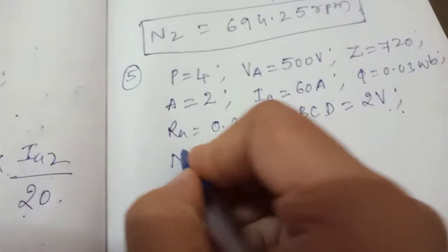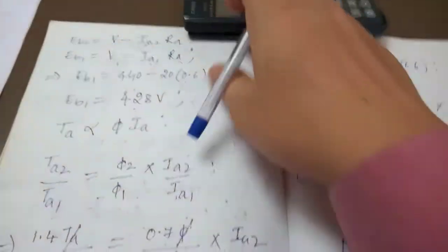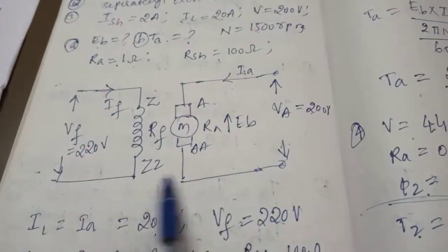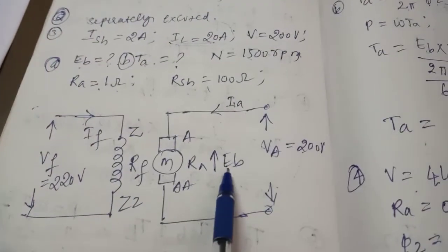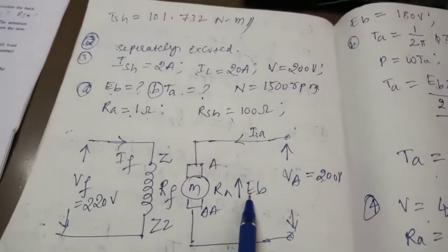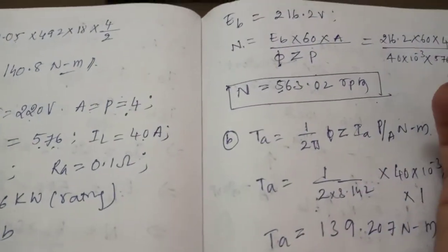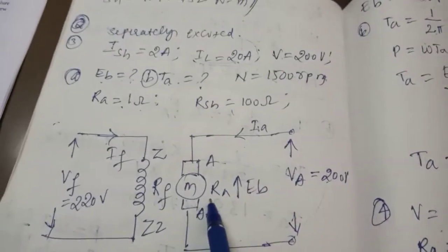What is the full load speed of the motor? This is how a separately excited DC motor looks in circuit representation. They have given VA, so I have to calculate EB. If I calculate EB, then I have a formula for speed: speed is equal to EB into 60A divided by PZP. So easily you can calculate the full load speed. EB is equal to VA minus IA RA.